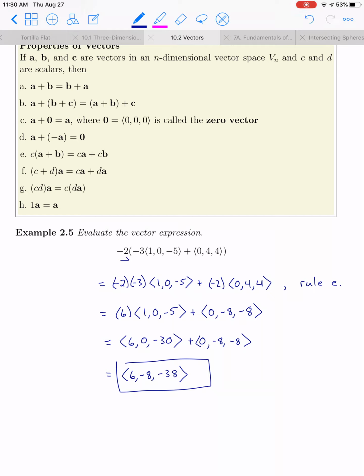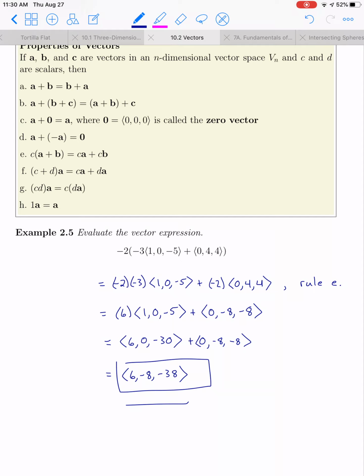So we have a scalar times a sum of two vectors, one of which is multiplied by another scalar. There are a lot of things we could do to start this. It looks like here I've chosen to distribute the factor of negative 2 to each vector. So then we've broken the parentheses. Negative 2 is times each vector. That's from rule E, to distribute a scalar multiple across the sum of two vectors. Now that gives us a positive 6. Negative 2 times this vector is the result of that. And we add these vectors up and we end up with <6, -8, -38>.